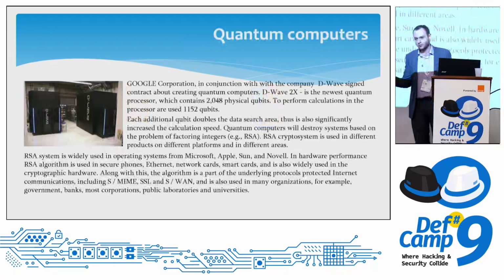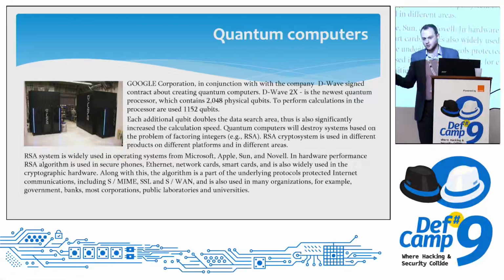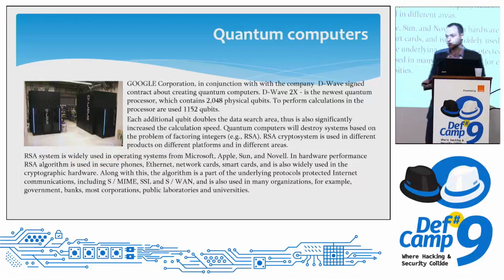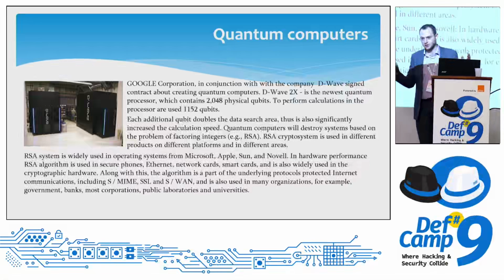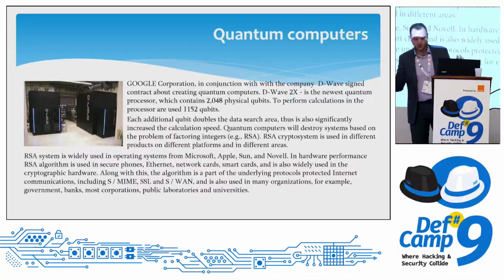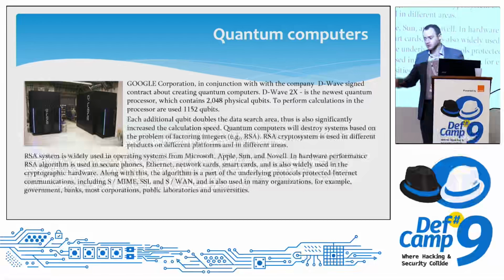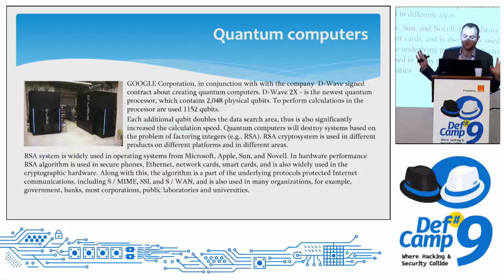When we began to work on all of this, we saw the article that Google and D-Wave signed a contract that they are working together on creating a new quantum processor. D-Wave is an organization that is working very seriously on creating a quantum processor. It already has the D-Wave 2X, a very powerful processor. And so they signed the contract that they will work together.